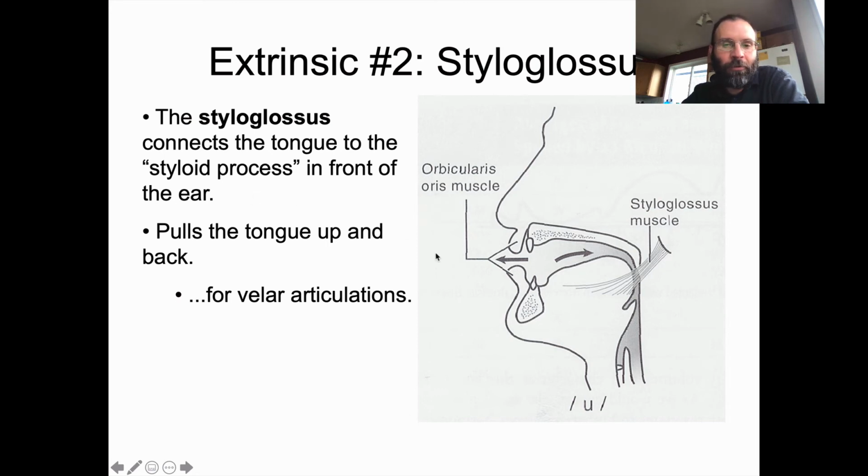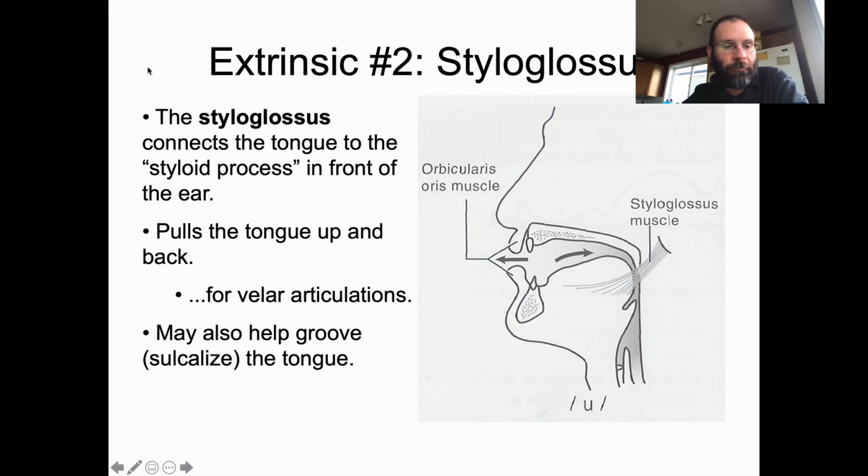So that will give you not only velar stops and nasals and so on and so forth, but it can help you produce a vowel like oo. This diagram shows oo as being produced not only with the styloglossus muscle, but of course with the lip rounding, which you get from the orbicularis oris at the front of your mouth. It's possible this may also help groove or sulcalize the tongue, because you're pulling it up sort of to the sides.